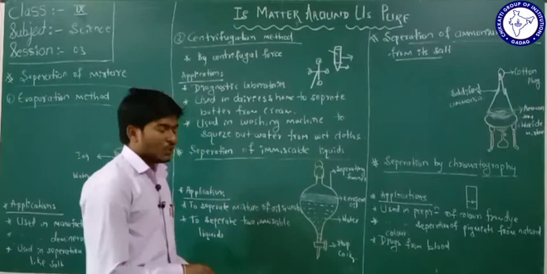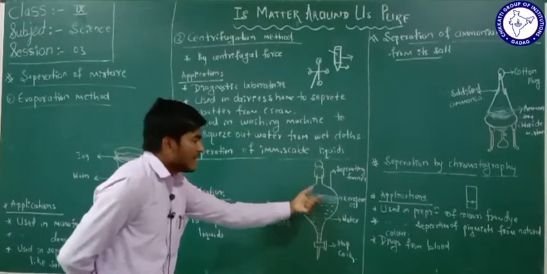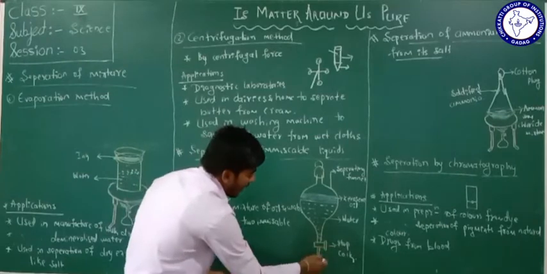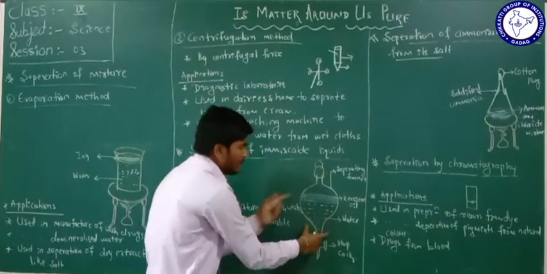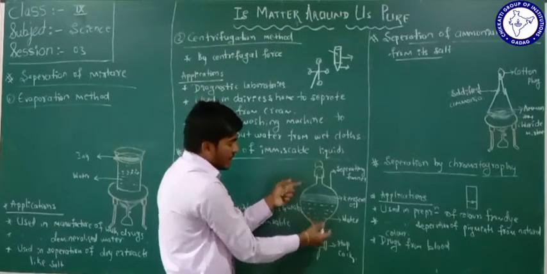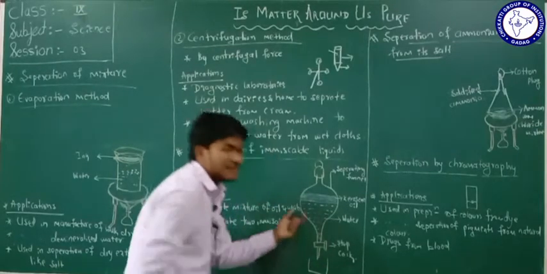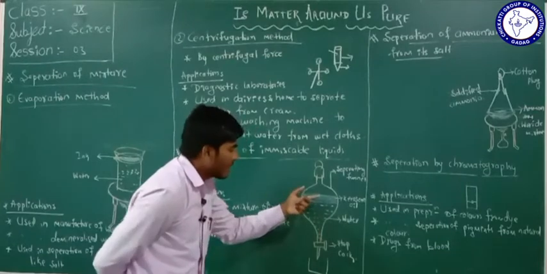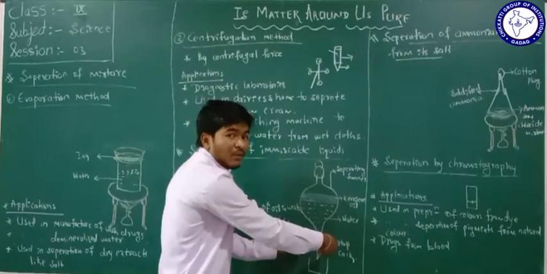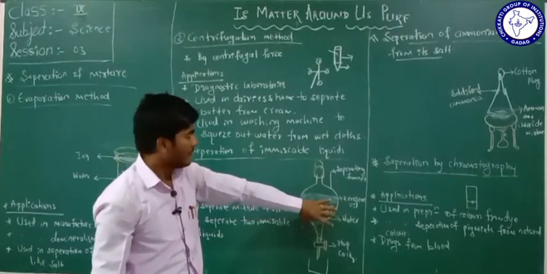So slowly open the stop cock in such a way that you don't disturb these two layers. Have you understood? Slowly open the stop cock and collect the water which is present at the bottom of the separating funnel. When the layer of the kerosene reaches the stop cock, you have to stop the stop cock.